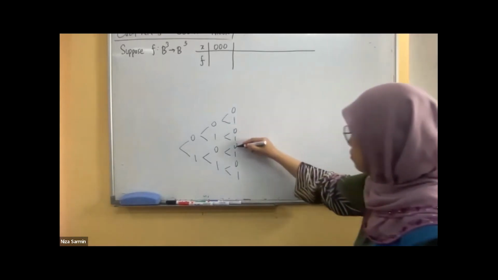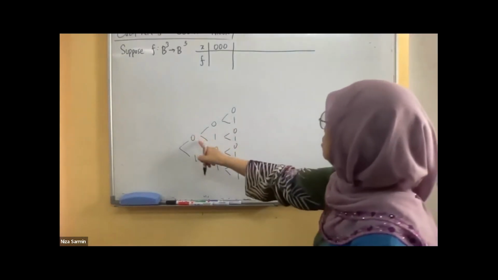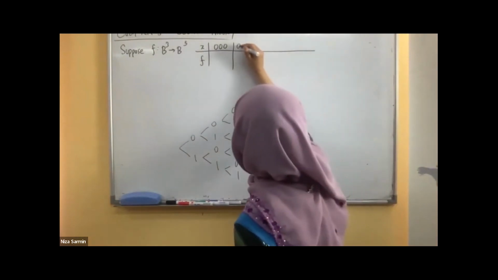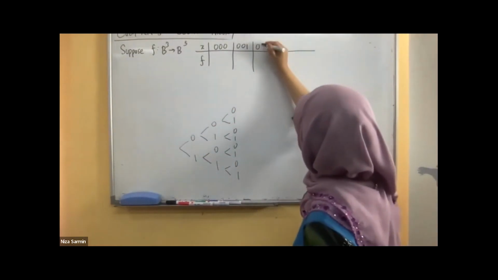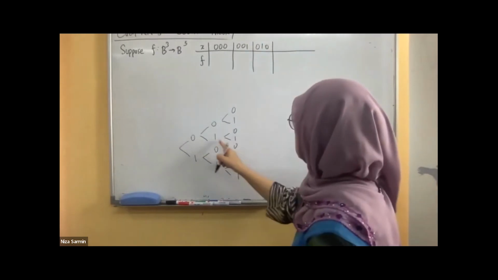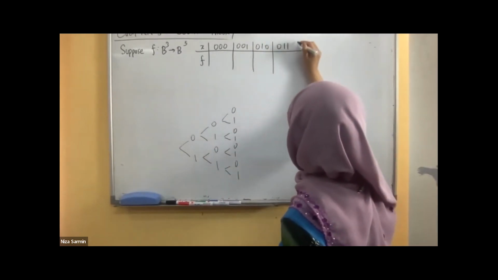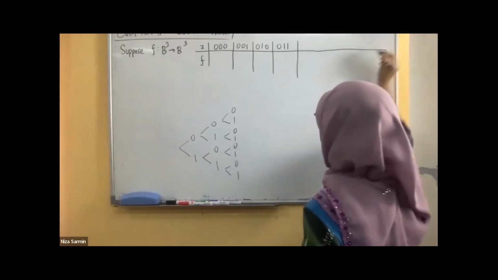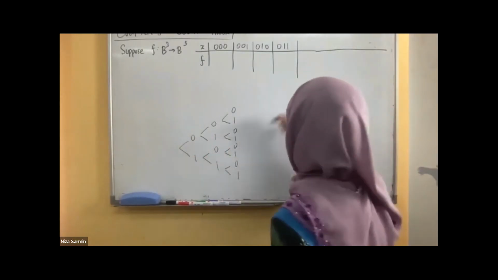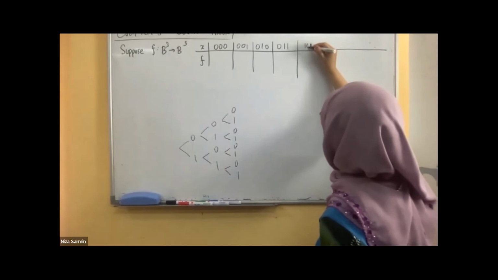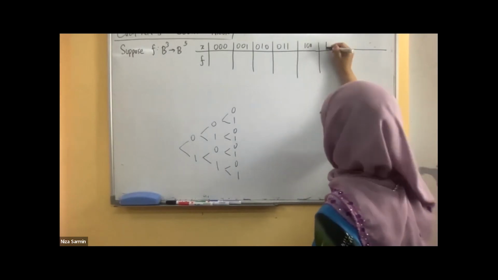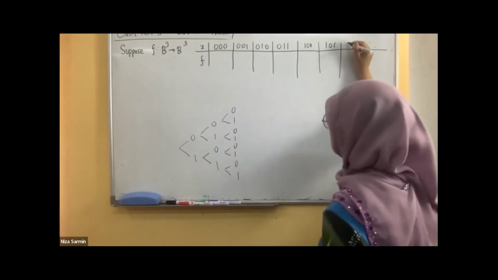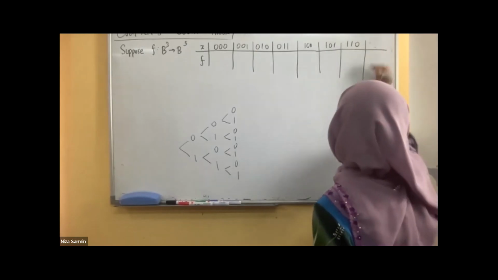One, 2, 3, 4, 5, 6, 7, 8. So 0, 0, 0, 0, 0, 1, 0, 1, 0, 0, 1, 1, 1, 0, 0, 1, 0, 0, 1, 0, 1, 1, 1, 0, 1, 1, 1.